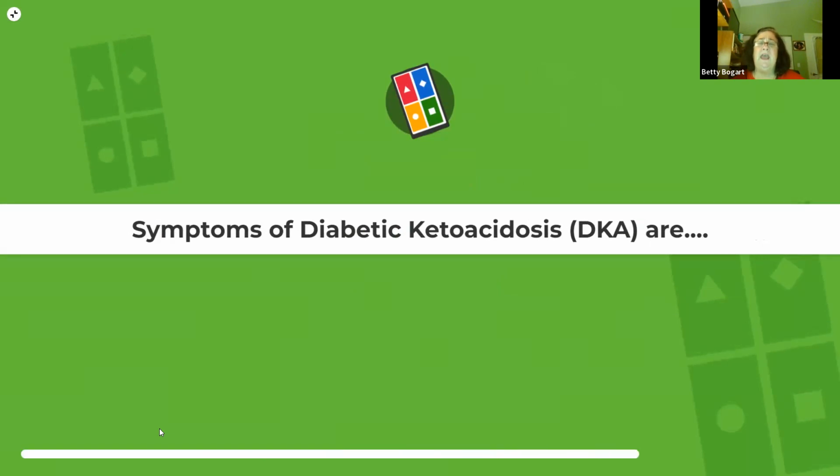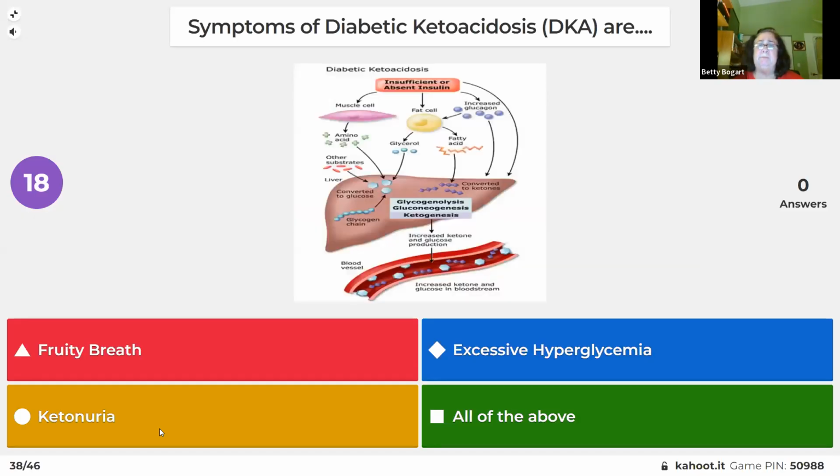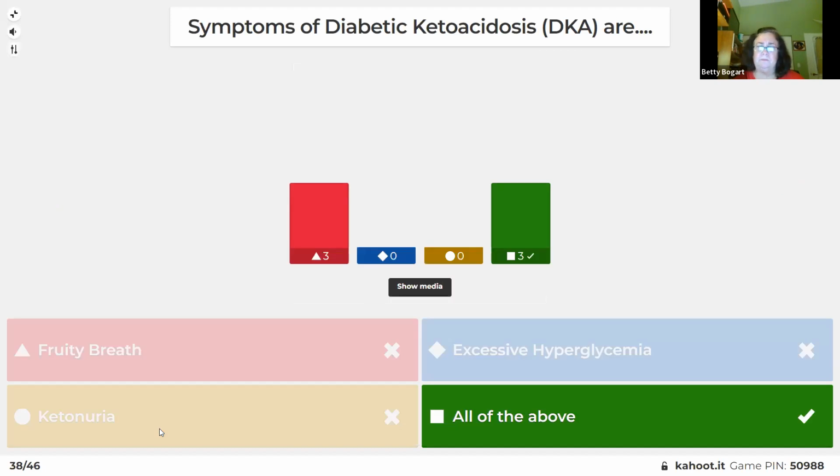Symptoms of DKA are fruity breath, which smells like a rotten peach. Ever have a rotten peach in a Tupperware container? You open it up, and that smell that you get is exactly what you see with this, the acetone fruity breath. I walk into rooms where the doors are closed and I know exactly what's going on by the smell.